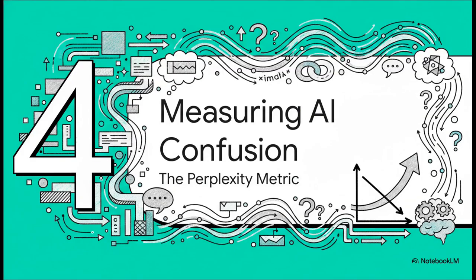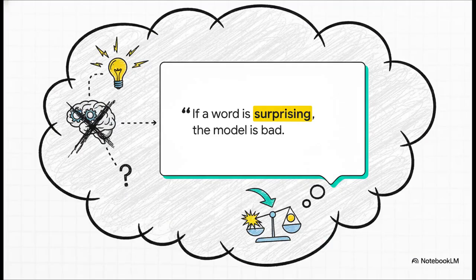All right, moving on to Section 4, measuring AI confusion and the Perplexity metric. With all these genius smoothing techniques in place, researchers obviously needed a way to mathematically prove their models were actually getting better. And I really want you to remember this golden rule. If a word is surprising, the model is bad. That is the fundamental philosophy of evaluating a language model. The entire goal is to accurately predict what comes next. If the actual next word surprises the model, well, it means the model doesn't truly understand the language patterns. Perplexity is simply the mathematical tool we use to turn that feeling of surprise into a hard number.